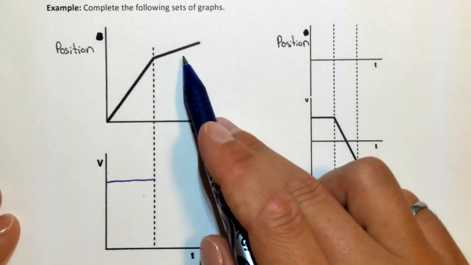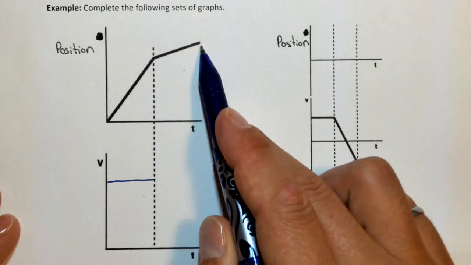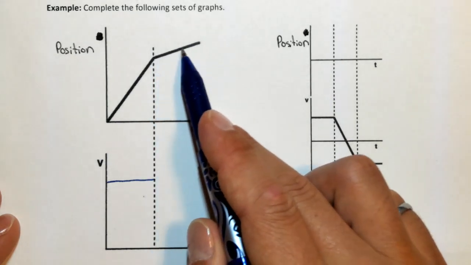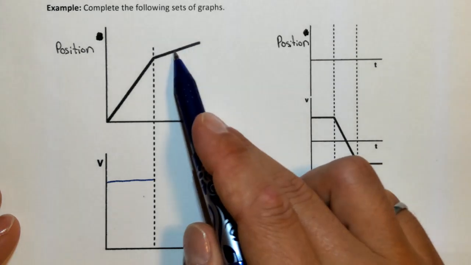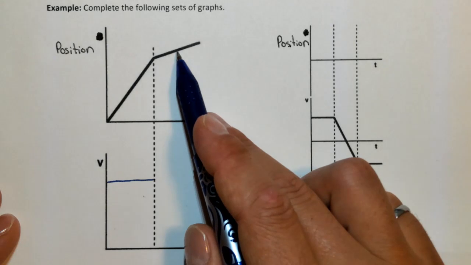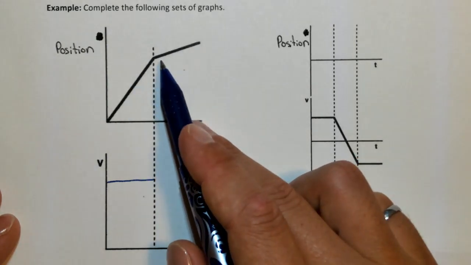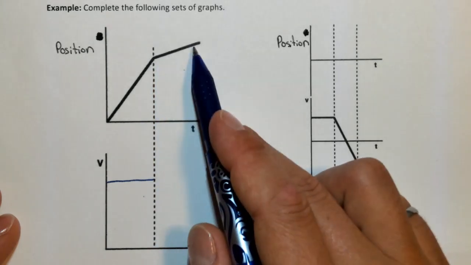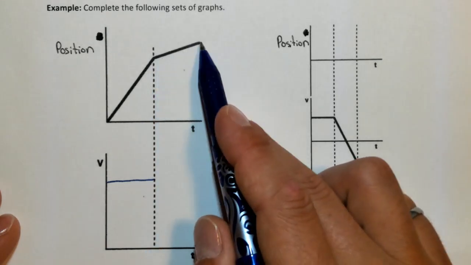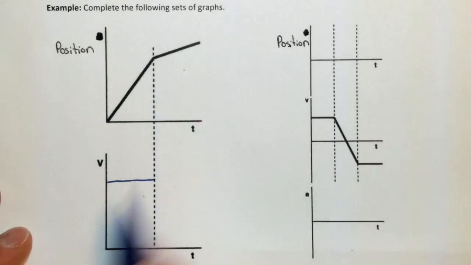Let's look at the next section now. Here, again, I have a positive slope. Again, the slope is staying the same the whole time. But this slope is less than the previous slope. This is not as steep as that. So my velocity is positive. It's the same this whole section, but it's a smaller velocity than I had here.